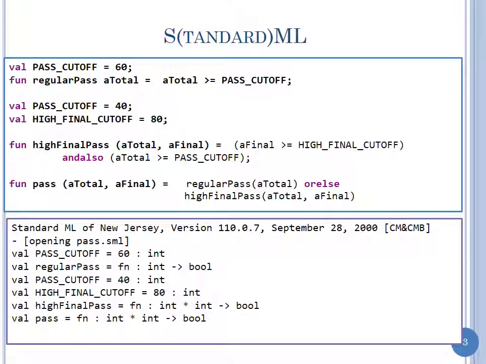Then you went and defined regular pass as a function. You said fun rather than val. Okay? And you said a regular pass is a function which takes as an argument a total. And its body is what comes after equals. And the return value is a total greater than or equal to pass cutoff.